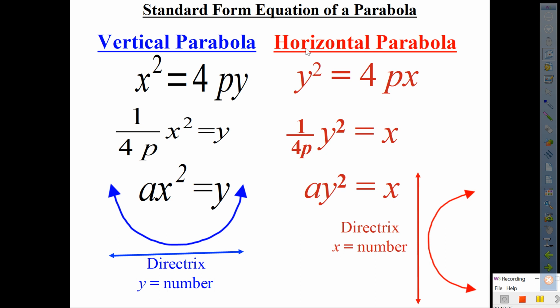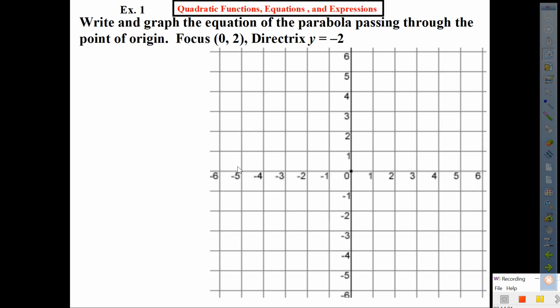Therefore, for a horizontal parabola, when the y has a square, the focus, the vertex, and the directrix have what in common? The y value. All of them have the same y value. Trying to get you there. I'm telling you, you're going to need to think this out. From there, we did some practice, and we did a couple of these.